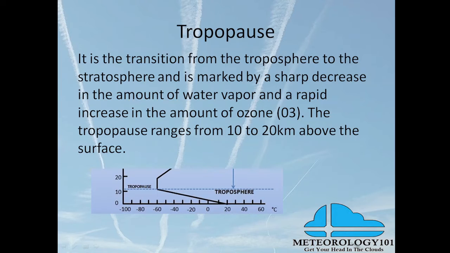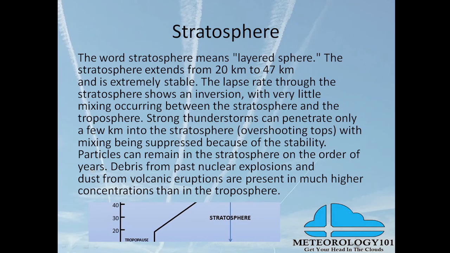Now, that doesn't mean there's not weather above that layer. In the Tropopause, the weather can push through the Tropopause very easily. Once it hits the Stratopause or Stratosphere, that's where you hit a very strong stable layer, and that will suppress weather significantly. So the word stratosphere is a layered sphere. Stratosphere extends 20 kilometers to 47 kilometers and is extremely stable. So we just talked about it will suppress most weather that hits that layer.